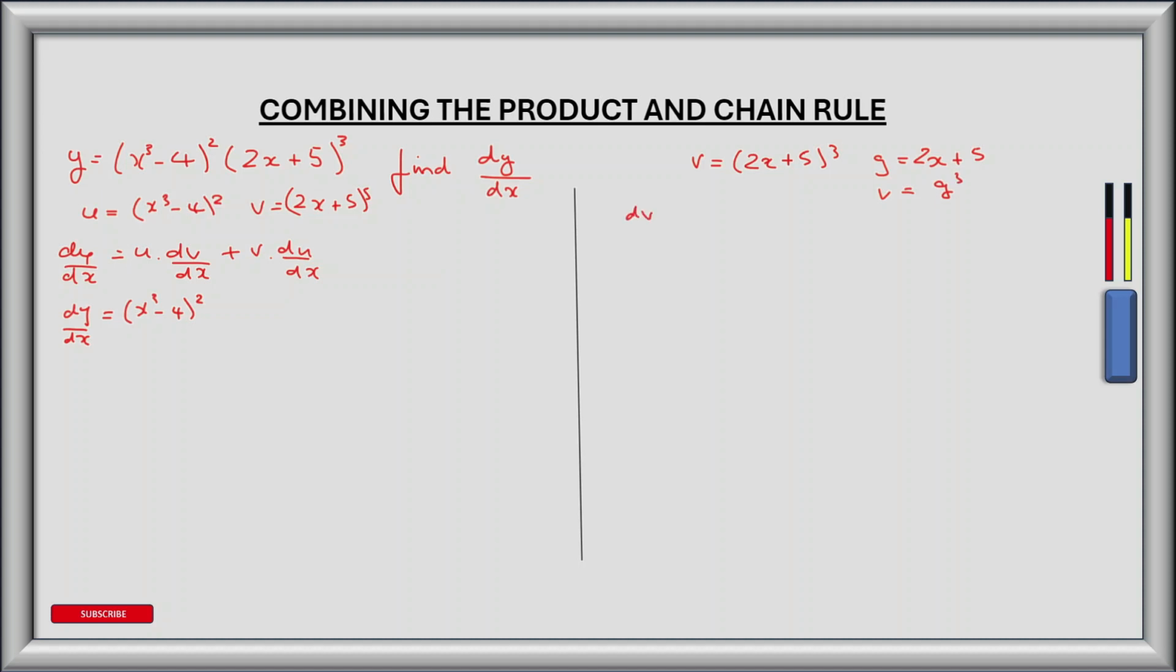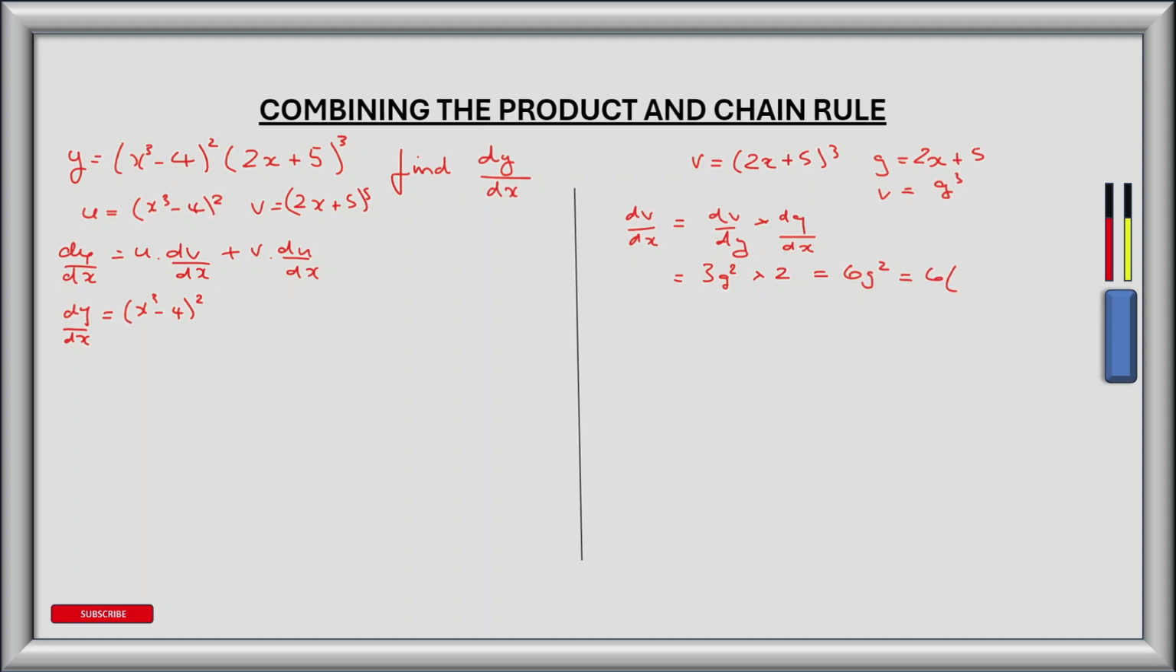dv by dx will now equal dv by dg multiplied by dg by dx. dv by dg is the derivative of g cubed, which is 3g squared, multiplied by dg by dx. So g is 2x plus 5, derivative of that is 2. So dv by dx is 6g squared, and if we substitute for g, we get 6.